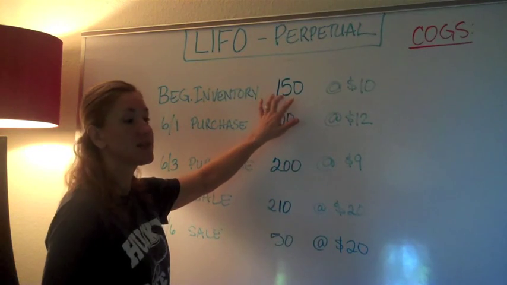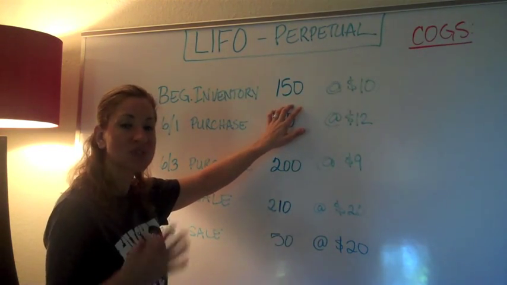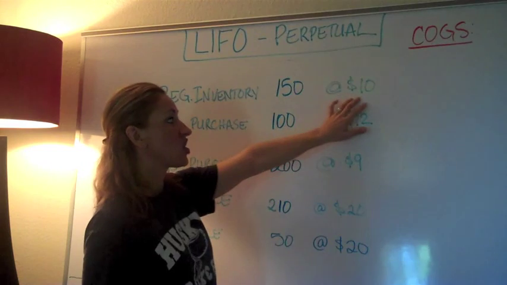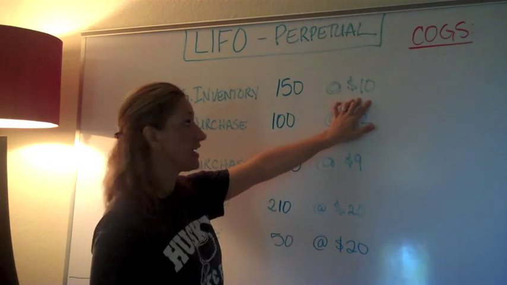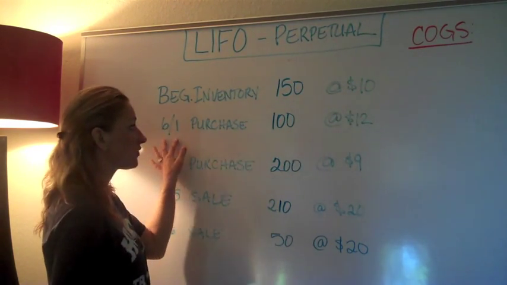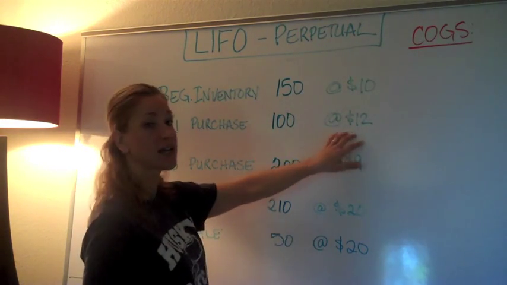Okay, so we've got a beginning inventory of 150 units at $10. This simply says this is what we already had on hand. This was our beginning inventory, and the cost that was associated with each unit was $10. On June 1st, we purchased 100 units at $12.